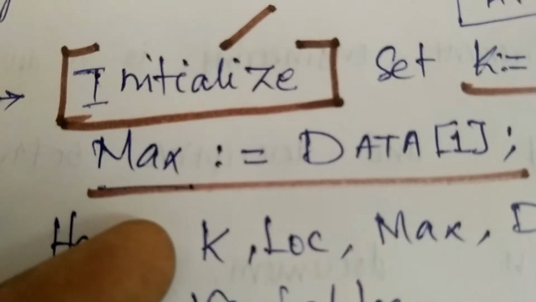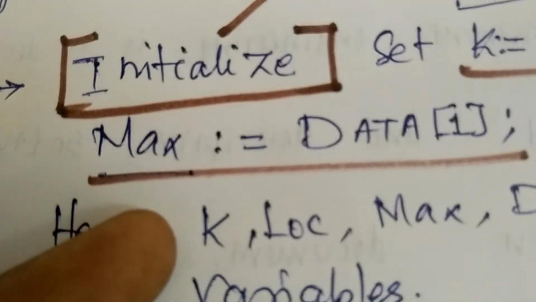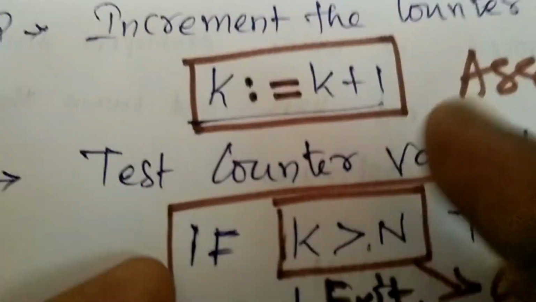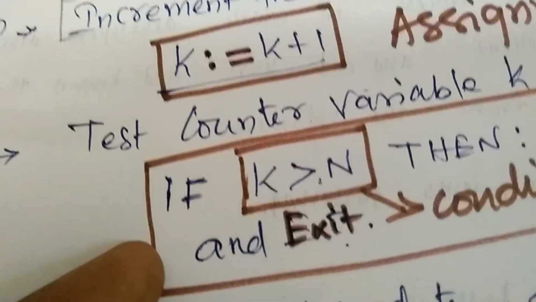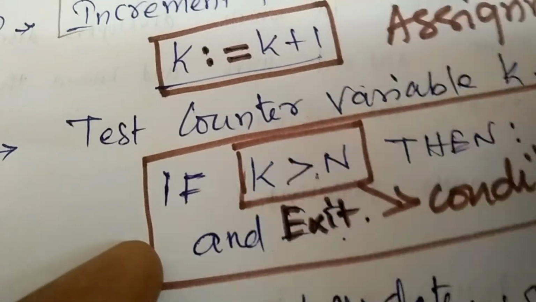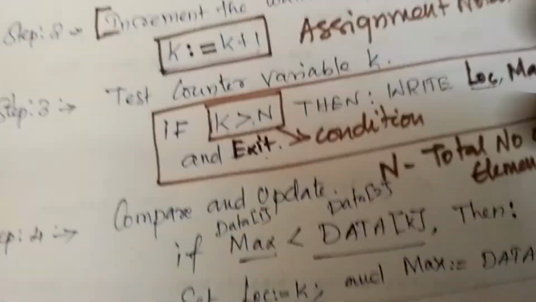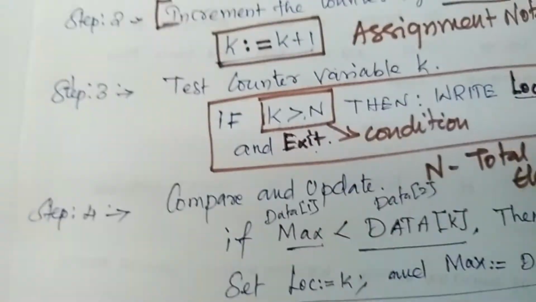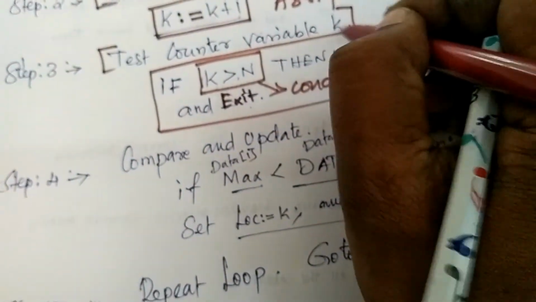Okay, initialize is a command. Then step number 2, increment the variable. Increment the counter variable by one. This is a command, and this is an expression. Then step number 3, test the counter variable k.